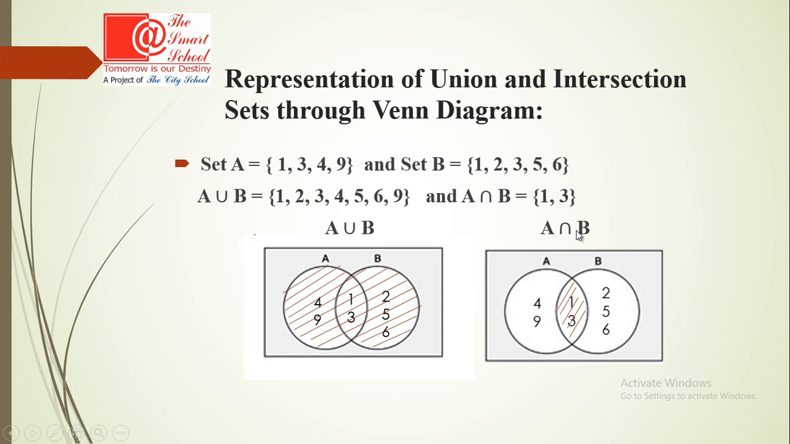Now A intersection B, the set we will make in the same way, only the difference is where we have to shade. We will just shade the common area, the common part of set A and set B. So 1 and 3 are common elements, or the elements of the intersection set, and we will just shade this area. I hope this is clear.